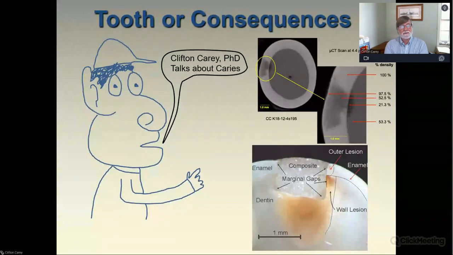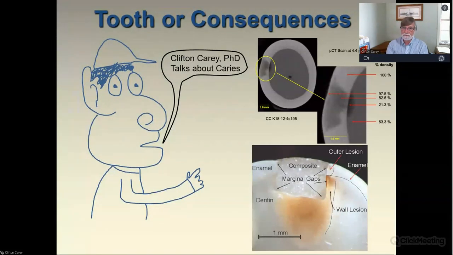Today I'm going to talk about caries. I have up here a picture of just a cross section of a white spot lesion, an advanced one that's already into the dentin, and how that looks on a micro CT cross sectional X-ray. Plus then a picture of secondary caries. We're going to talk about both of those as time goes on here.